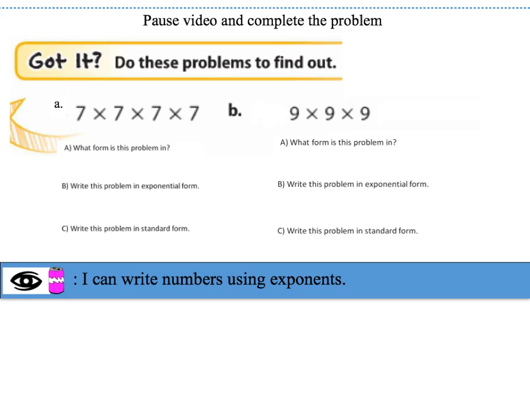Go ahead and pause the video and complete the got it problems, and we will discuss the answers in class tomorrow. Notice that this slide has 2 different got it problems, got it problem A and got it problem B.